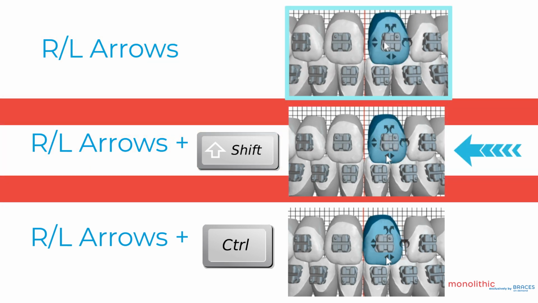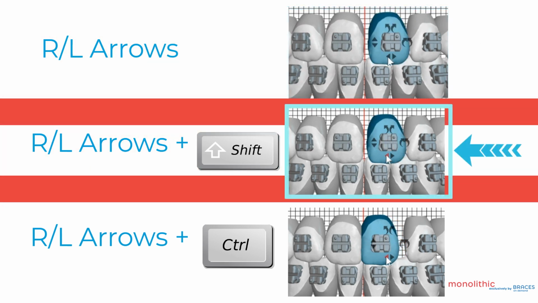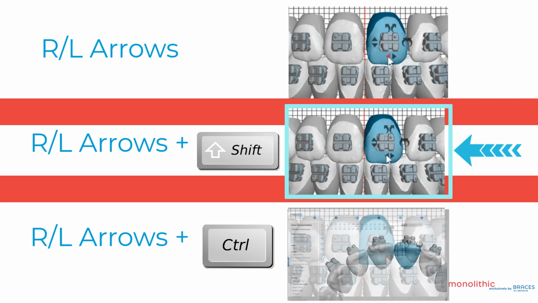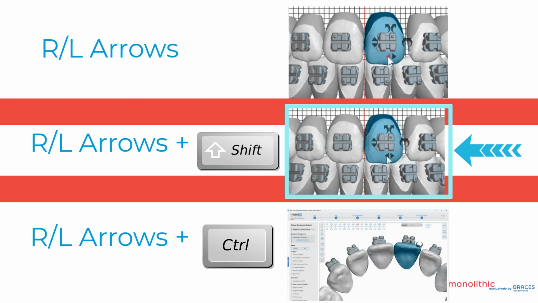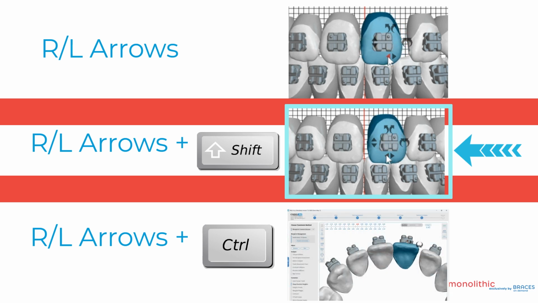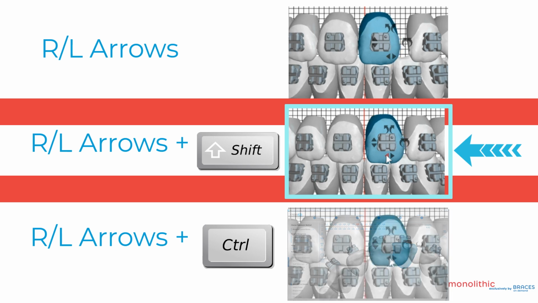Next, when you press the Shift button while pressing the right or left arrow, your selected tooth will stop once it contacts a neighboring tooth. Additional clicks will not result in unwanted movement of teeth not selected.